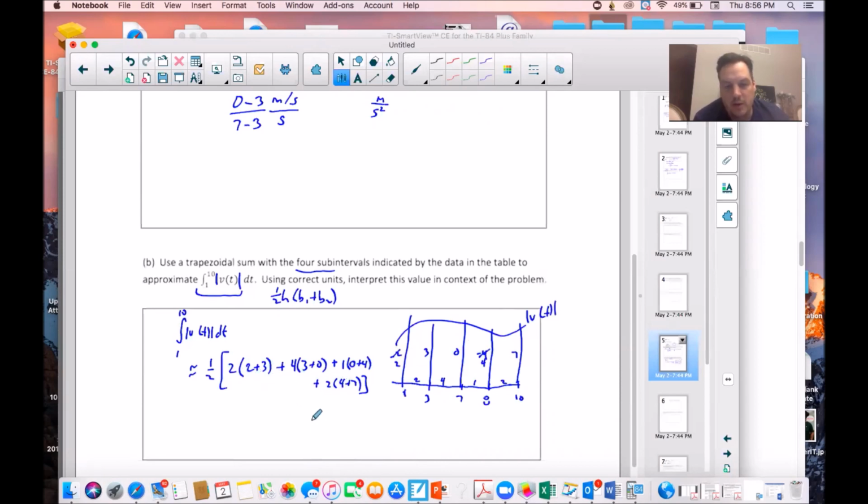There's no requirement or no need to add those up and simplify, especially because this is a non-calculator problem. You're not going to get any benefit from doing that.